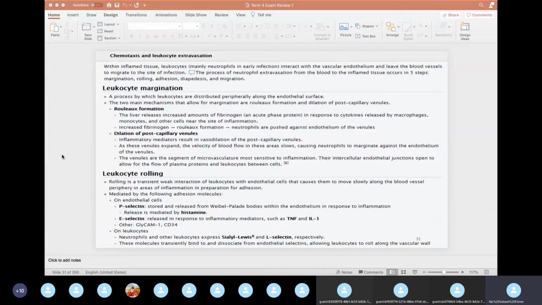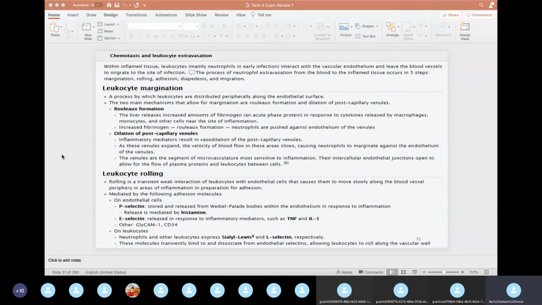What's high yield here? Know the 5 steps. Know what it means. Know the receptors involved. What is in the leukocyte? What is expressed in the vasculature? Step 1, margination and rolling. On the leukocyte, you have the sialyl Lewis X. In the vasculature, the endothelium, you have the selectins. Selectin, speed bumps. Think about speed bumps. They slow down your leukocytes.